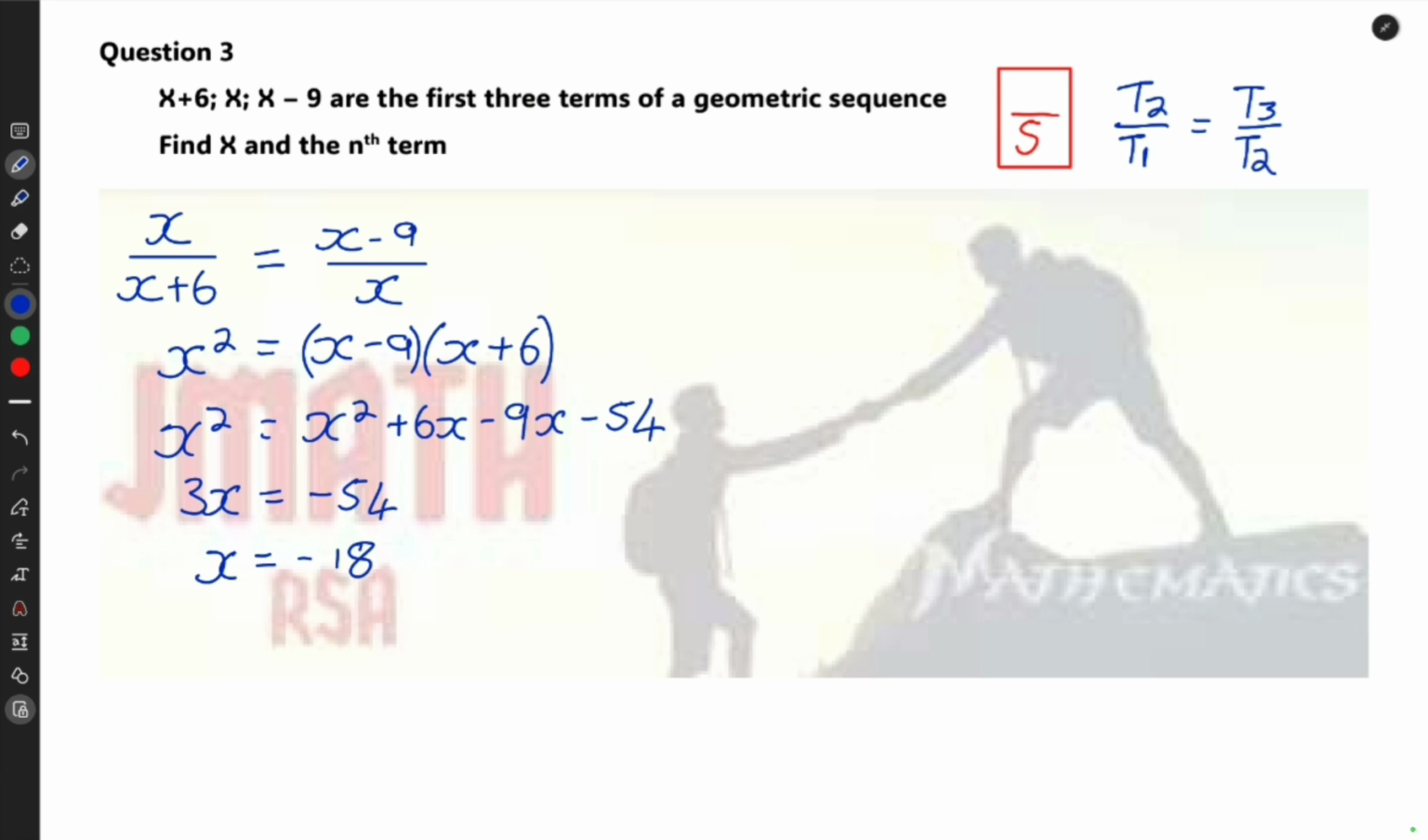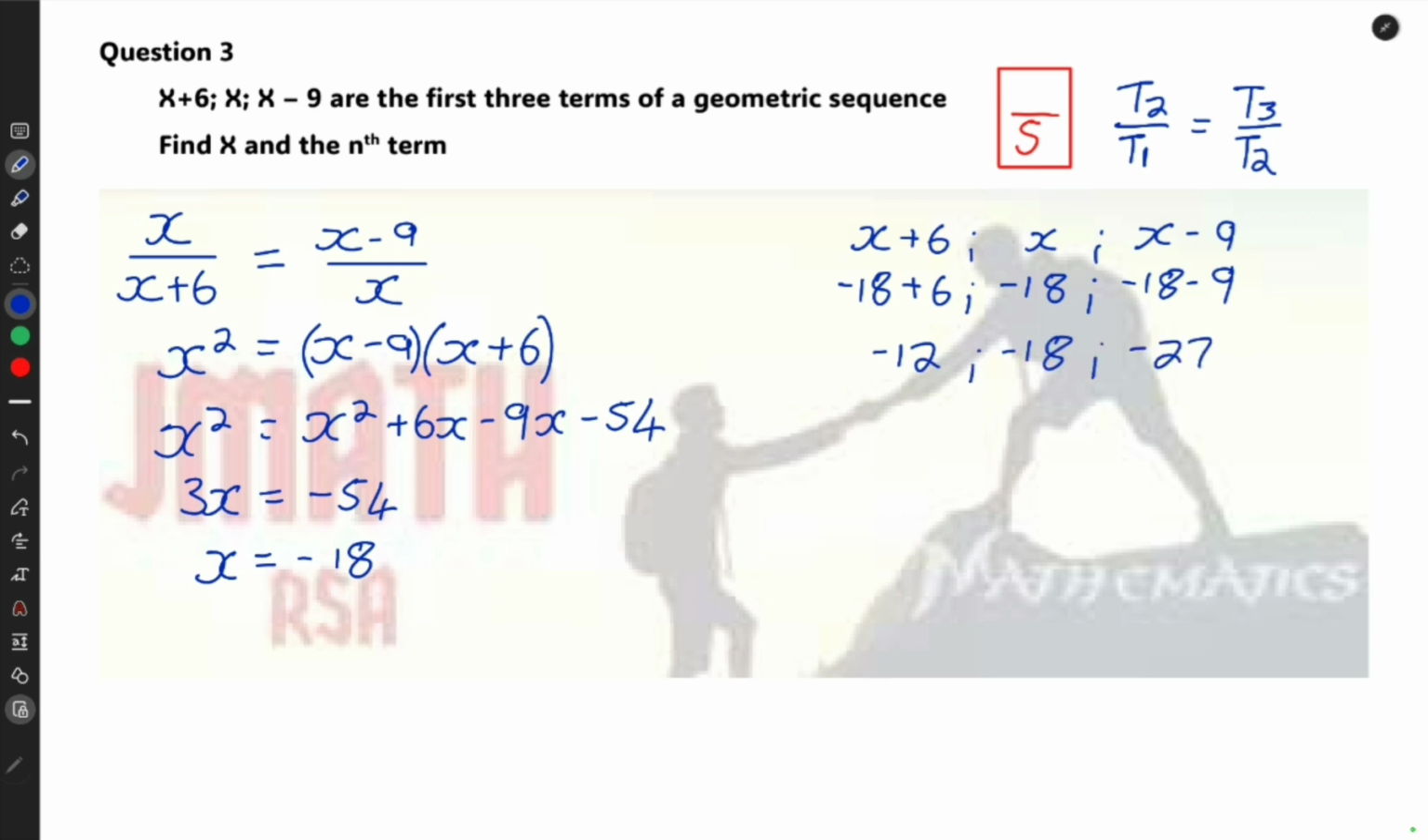But it didn't stop there. It said, and the nth term. So when you see that, please go and write down the original pattern, but then also fill in your answer. So I know this is minus 18 plus 6. This is then just minus 18, and minus 18 minus 9. So minus 18 plus 6 gives me minus 12, minus 18, and then minus 27.